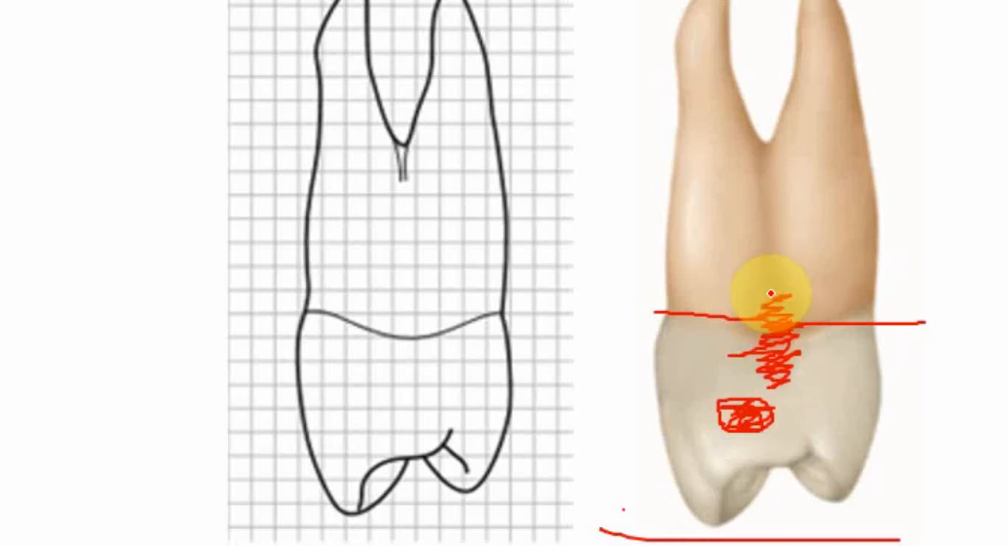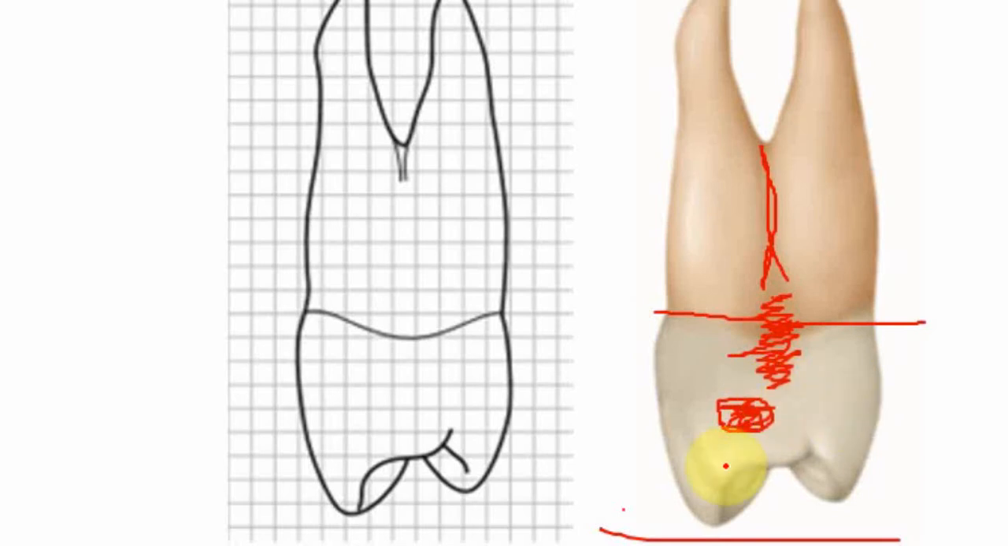It continues and joins a deep developmental depression between the buccal and lingual roots. This is a deep developmental depression and a groove between the two roots, and it will end at the bifurcation area. So this is the unique characteristic for the maxillary first premolar.